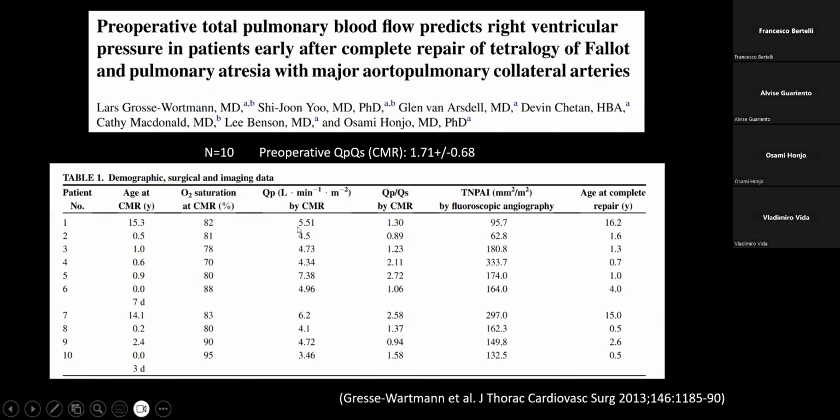So this is the Lars Gross-Wortmann study. He was head of cardiac MRI at SICCH in the past, and this is an interesting study. We have 10 patients who had preoperative MRI before full unifocalization plus or minus VSD closure, and we looked at the preoperative QpQs and correlated it with anatomic parameters such as total neopulmonary artery index and post-repair physiology. The QpQs really varies, as low as less than 1, which is usually not a good sign, all the way up to 2.7 to 1, which is very high. That's indicative of large MAPCAs and the absence of pulmonary hypertension.